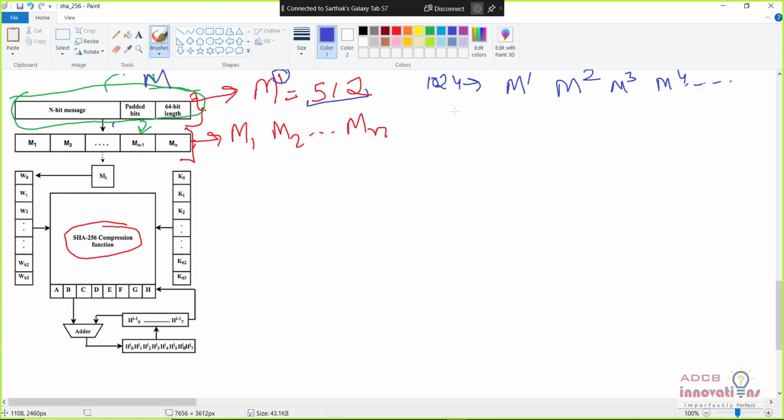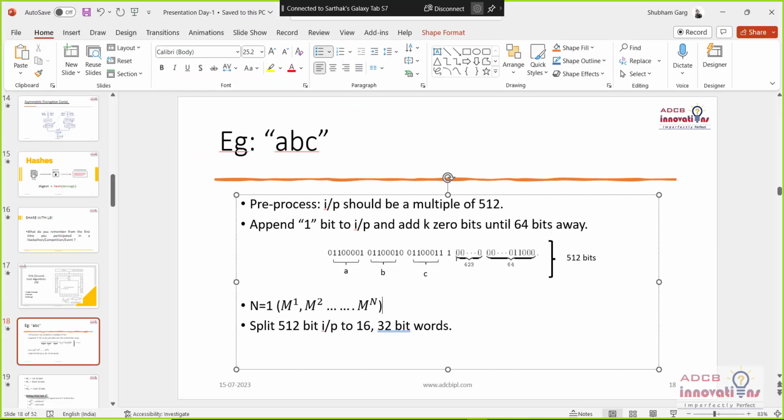So you can see it was till mn. In the slides, let me just take you back to the slides once again. See, it was m1 till m capital N, that is n is equal to 1 in our case. So that's why we only have m1, and now we will be just working on that m1.